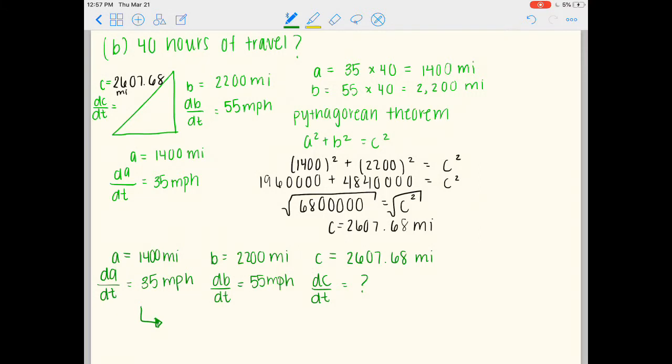With this information, we can then use the Pythagorean theorem, a squared plus b squared is equal to c squared, and take the derivative of that equation to get the new equation: 2a times dA over dt plus 2b dB over dt is equal to 2c dC over dt.